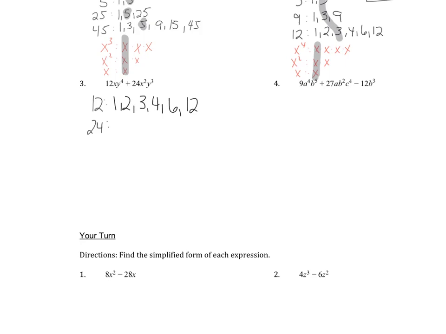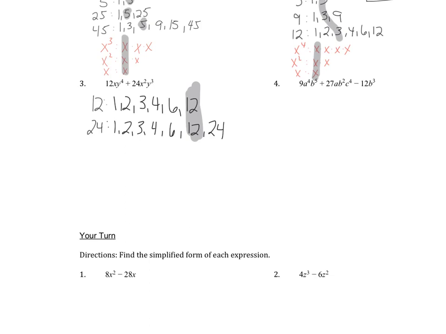My factors of 24 are going to be similar. I have 1, 2, 3, 4, 6, 12, and 24 for this one. All right, so what would be my greatest common factor of both of them? Well, that's going to be that 12, because that's the greatest one they have in common. So I'm good to go with my numbers.